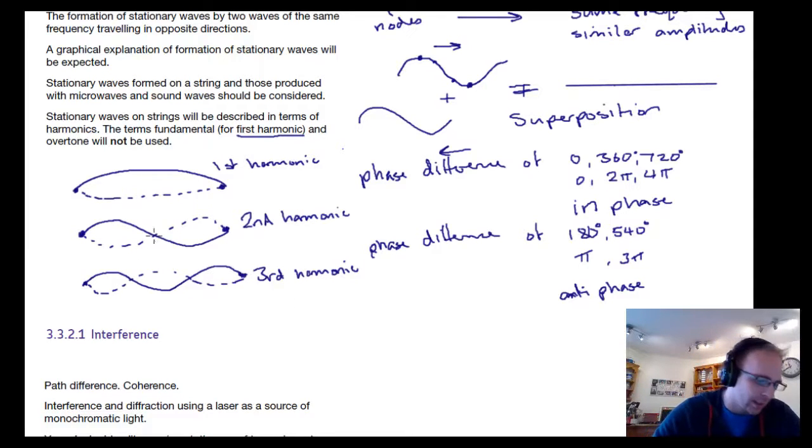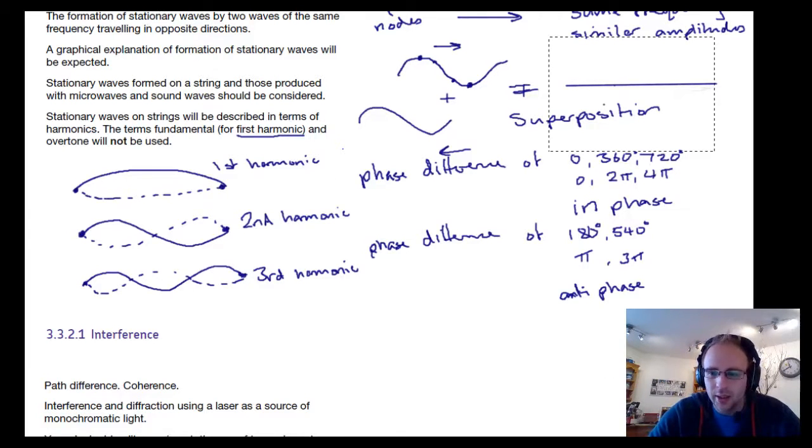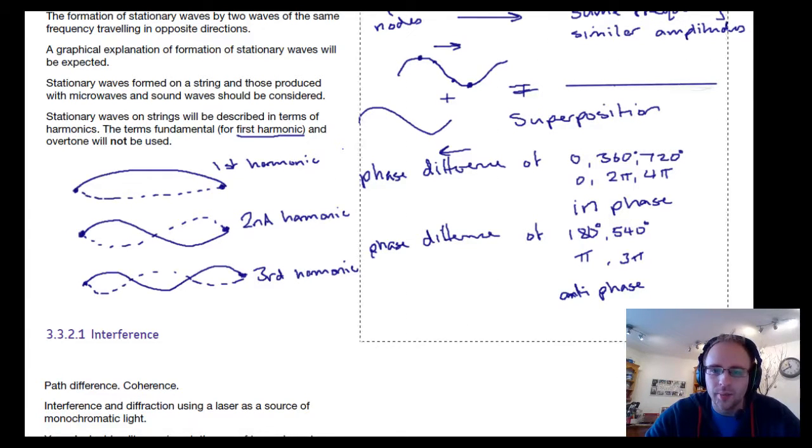So these harmonics are going to have the same speed on the same string, but are going to have different frequencies and different wavelengths.